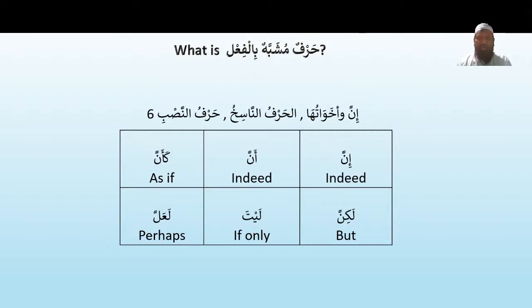So again, inna wa akhawatuha are very important particles. We see them in the Quran a lot, almost in every page we see inna. So inna is used the most, and anna is also used. Ka'anna, as if. Lakinna, but. Laita, if only. La'alla, perhaps. Okay, so you must learn these 6. Inna wa akhawatuha.